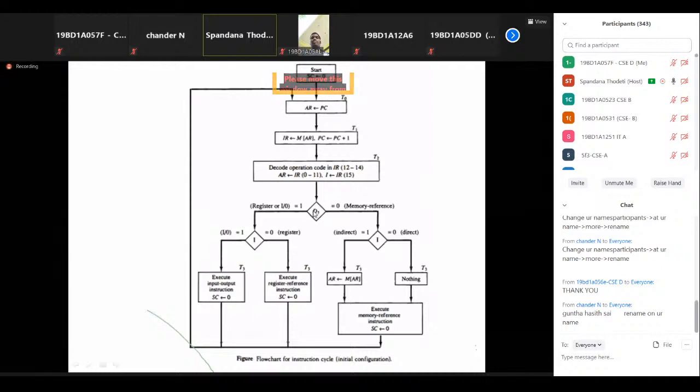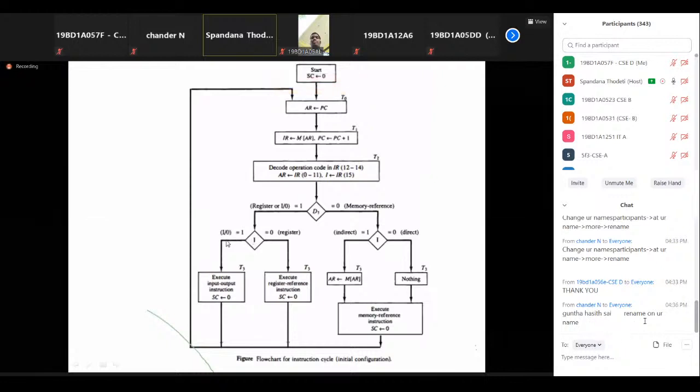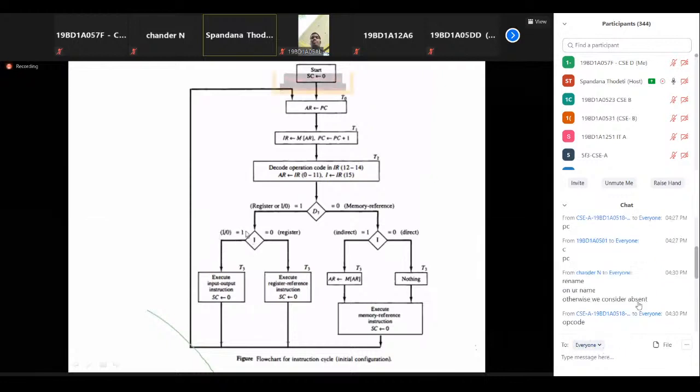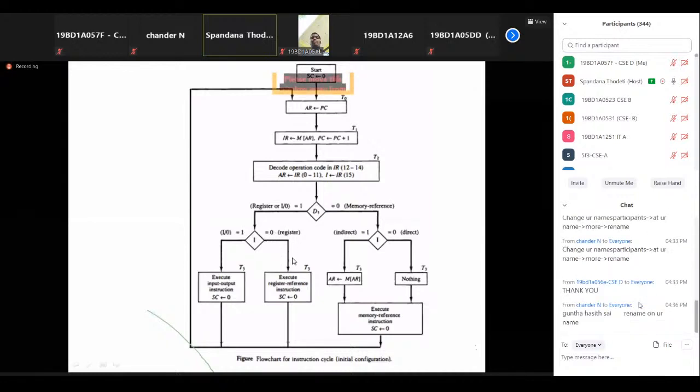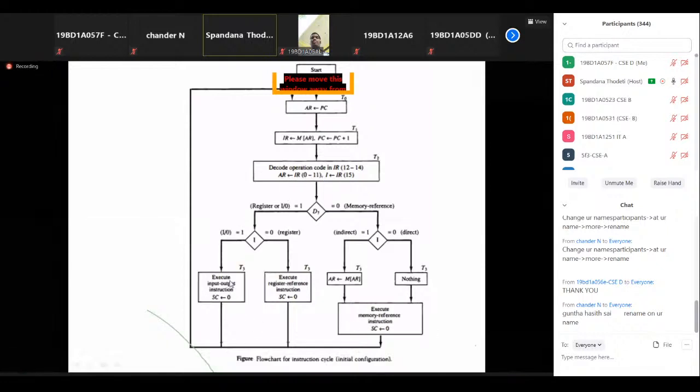So whenever D7 equals 1, check the value of the I bit. If I equals 1, it represents an IO instruction. If it is 0, it represents a register instruction. Next, you know what type of instruction it is. Using the value of the 0 to 11 bits, you can know what is to be executed. So the corresponding IO instruction can be executed, and similarly you can execute the corresponding register reference instruction. So your instruction is executed.